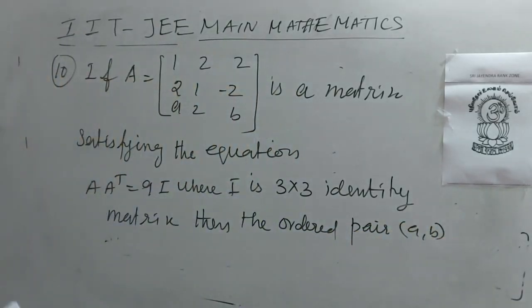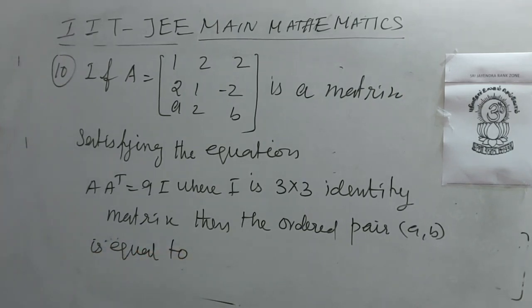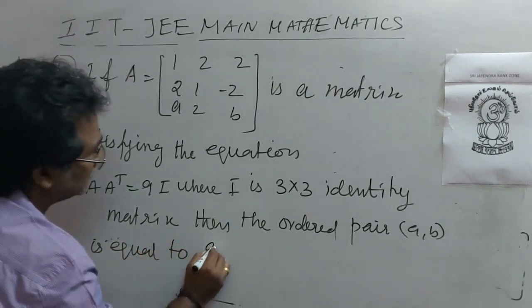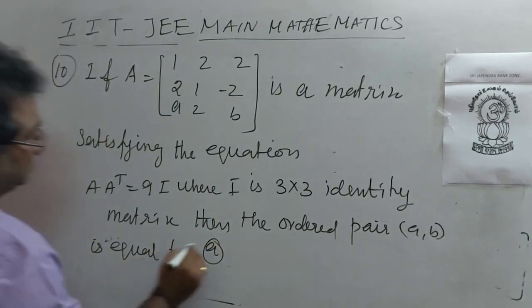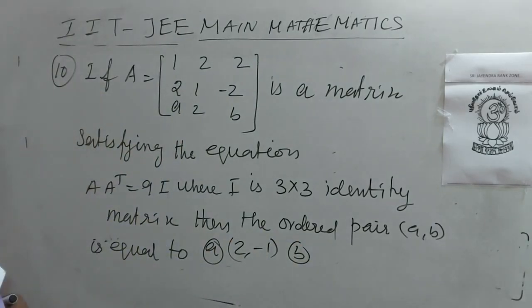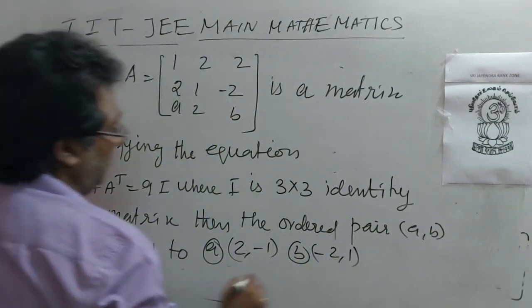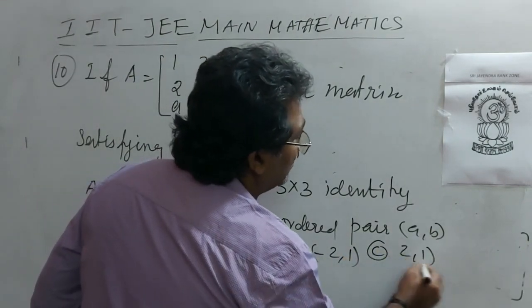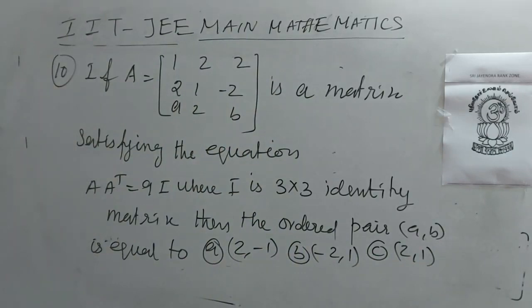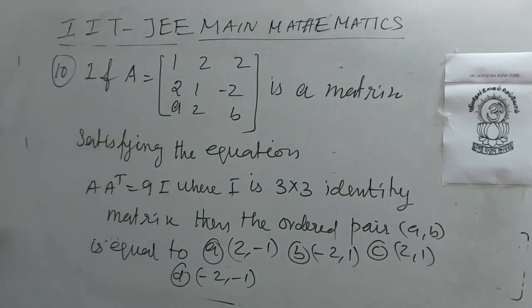Then the ordered pair A comma B is equal to: option A, 2 comma minus 1; option B, minus 2 comma 1; option C, 2 comma 1; option D, minus 2 comma minus 1.